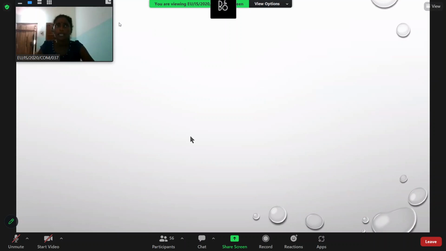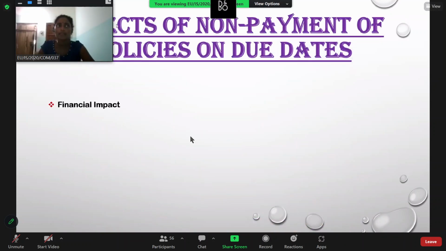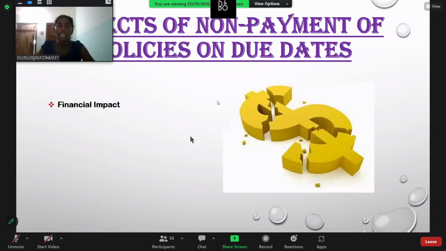The non-payment of policies on due dates can have several negative effects on Janashakti Insurance PLC and its operation. Here are some ways it may impact the company. Financial impact: non-payment of policies can lead to a decrease in premium revenue, affecting the company's overall financial performance.